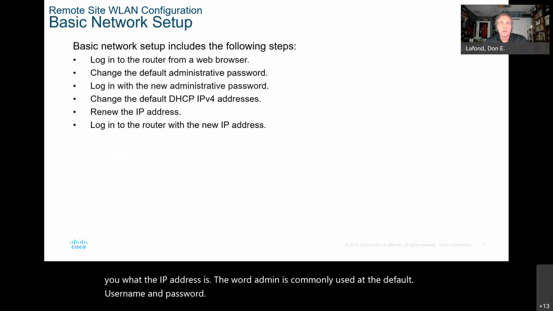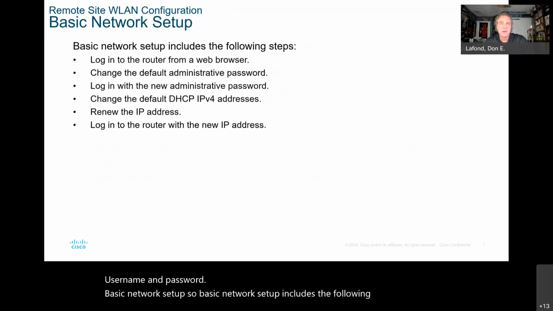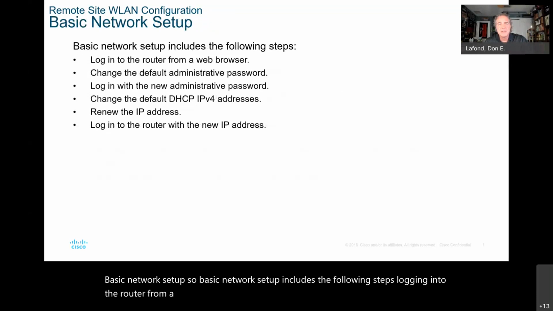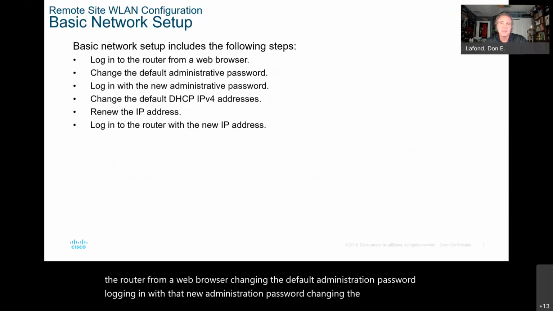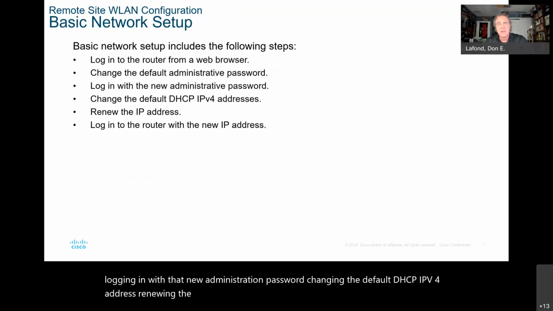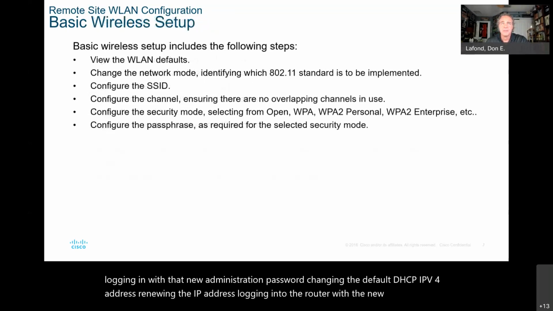Basic network setup. So basic network setup includes the following steps: logging into the router from a web browser, changing the default administration password, logging in with that new administration password, changing the default DHCP IPv4 address, renewing the IP address, logging into the router with the new IP address.